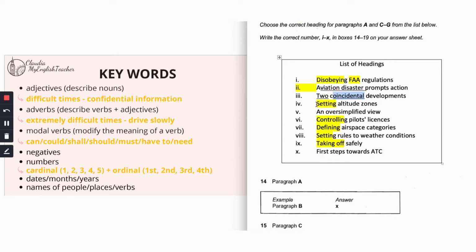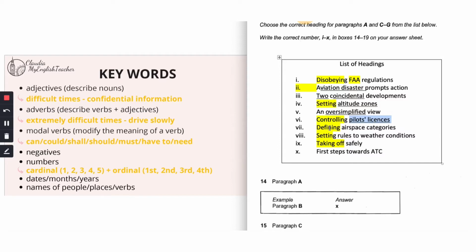Then I've got number 4, setting altitude zones. Now there's no adjective there, but I would underline altitude zones because the word stands out. Number 5, I've got oversimplified view. Oversimplified is an adjective, so I'm underlining it. Number 6, we've already highlighted controlling. I would probably just underline the other 2 words.